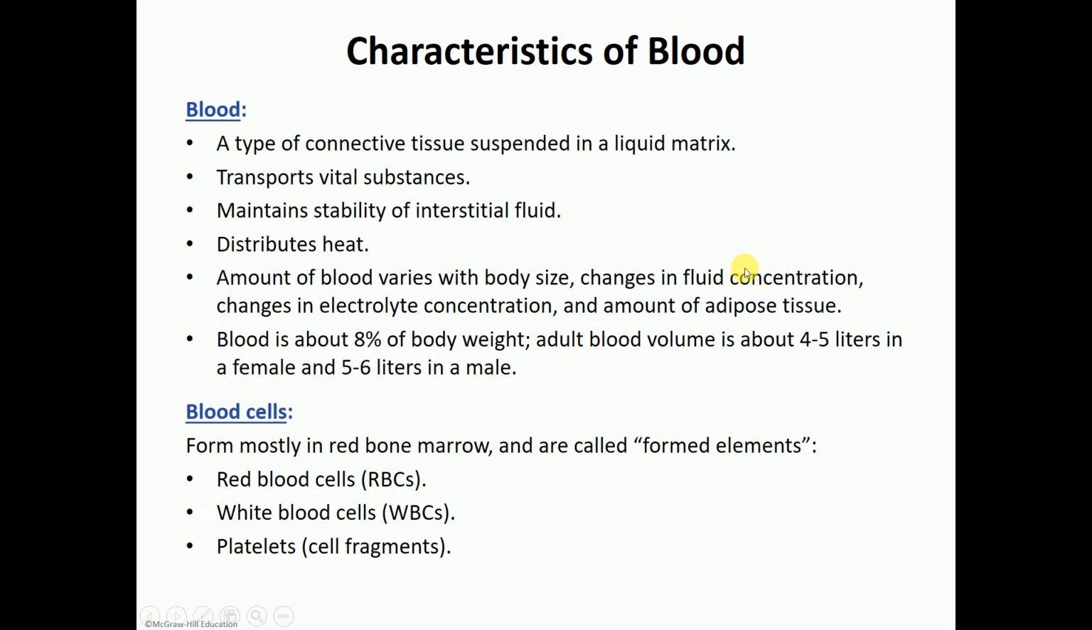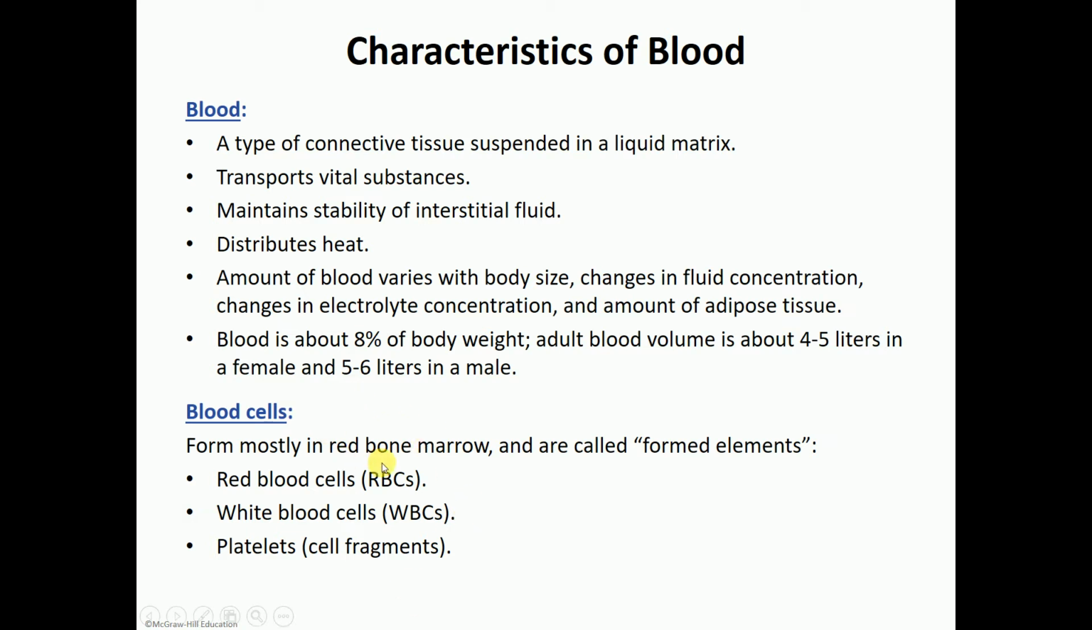It also is related to gender. So generally speaking, females have about 4 to 5 liters, while males would have a little bit more, 5 to 6 liters of blood. And that is due to the loss of blood on a monthly basis in females due to menstruation.